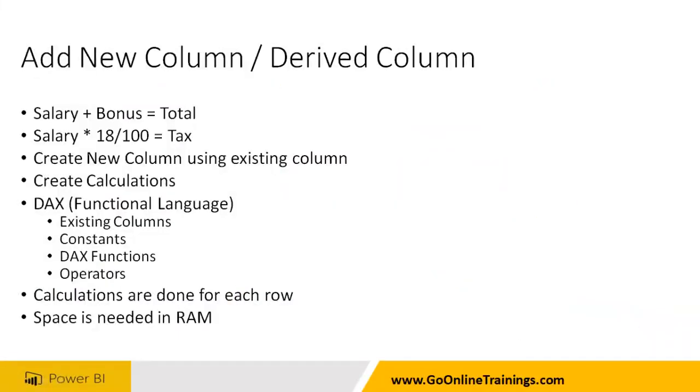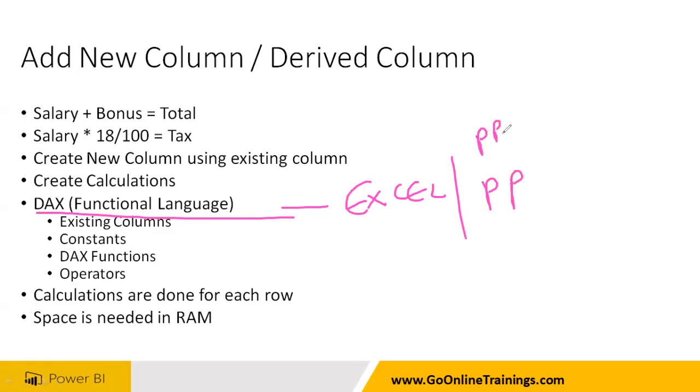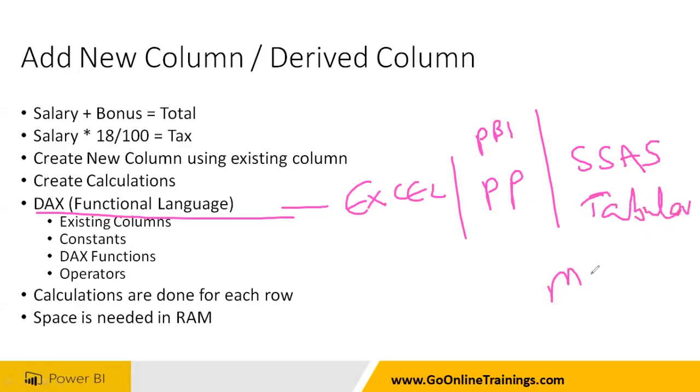So, what is DAX? DAX is a functional language given by Microsoft. This DAX language is available in Excel also; it is not only here. It is in Excel Power Pivot, in the Power Pivot of Power BI, and it is also available in your SSAS cube, the tabular model cube. Remember, whenever we implement a tabular model cube, in this also we can write a language called DAX, which is a functional language.